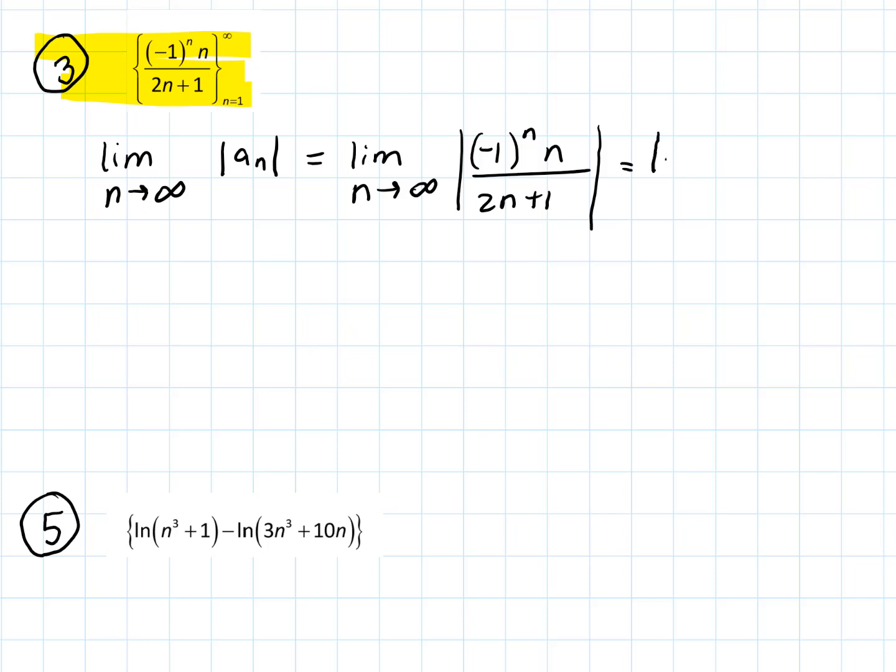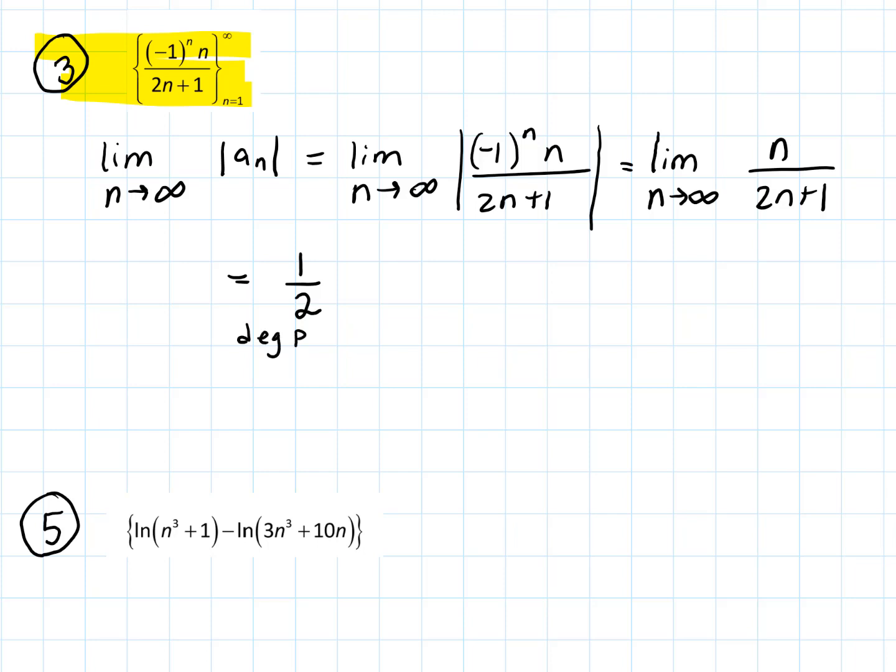So we're just going to be looking at the limit as n approaches infinity of n over 2n plus 1. And that limit, of course, is 1/2. Now, we can show that limit is 1/2. We can use either L'Hopital's rule. I mentioned this above in a previous example.